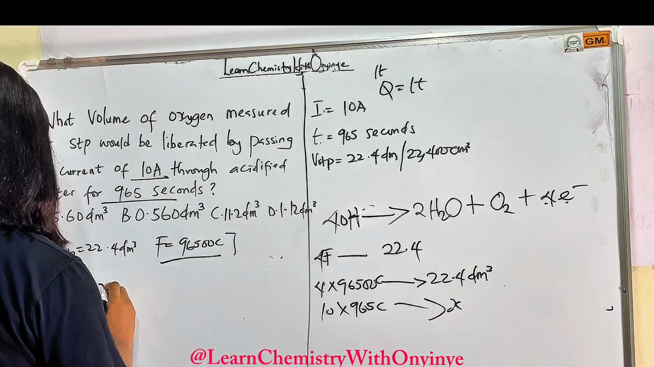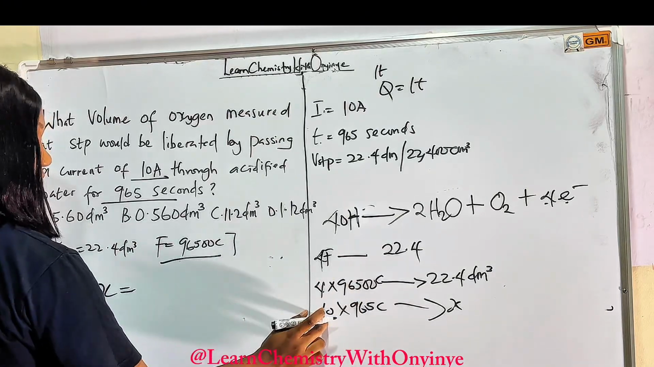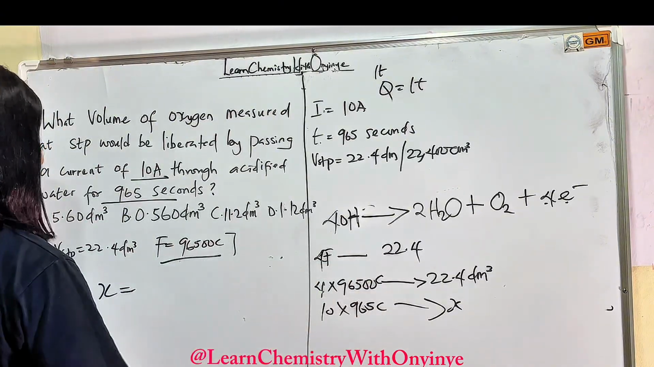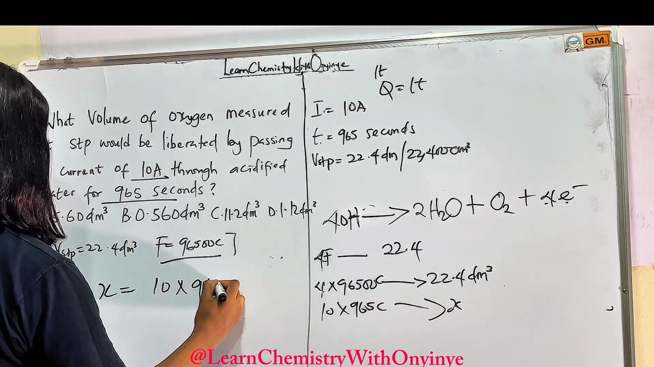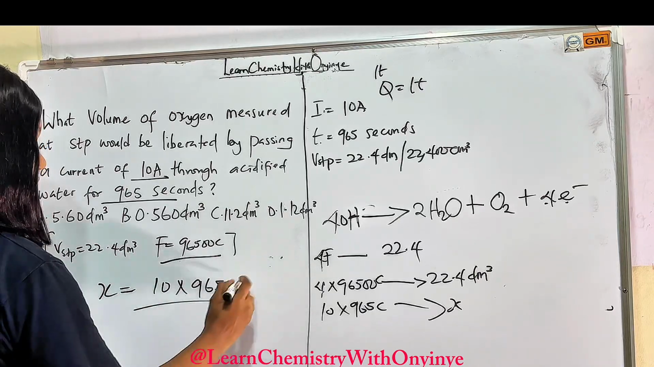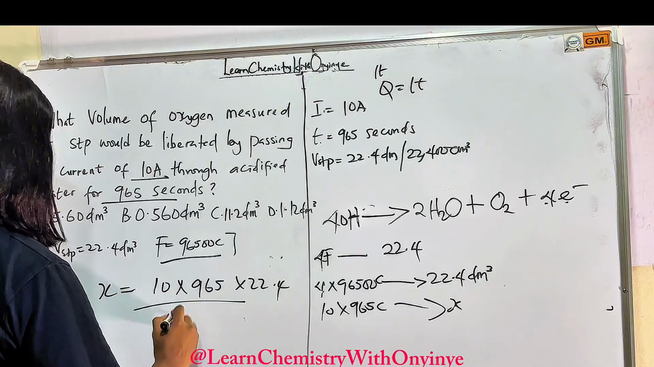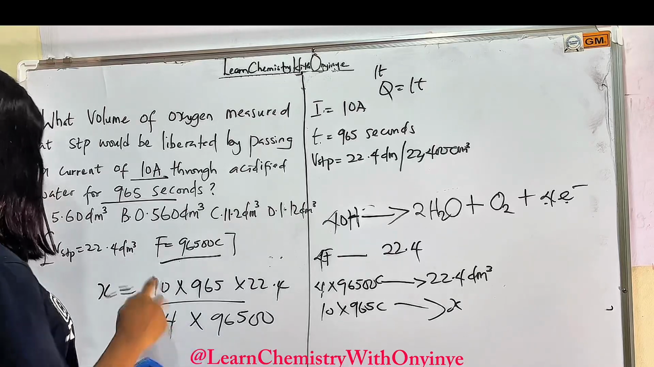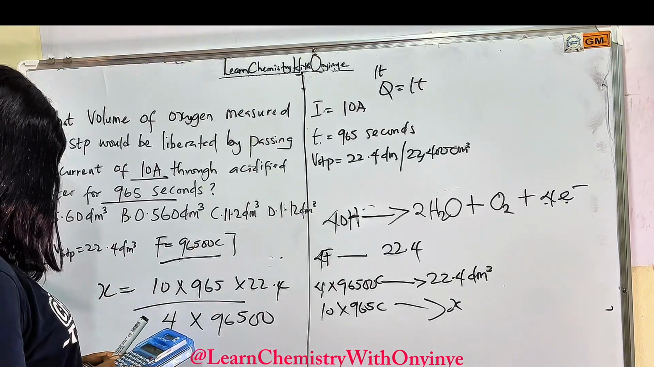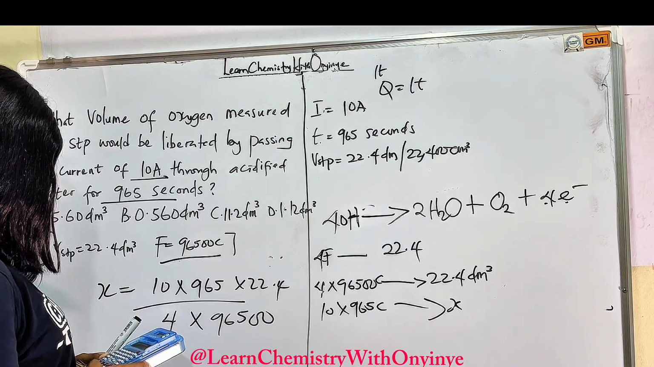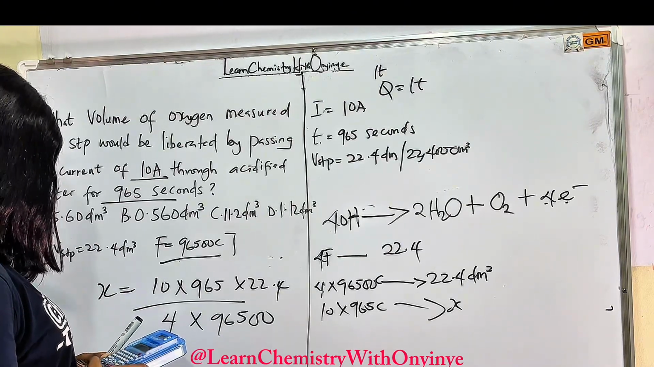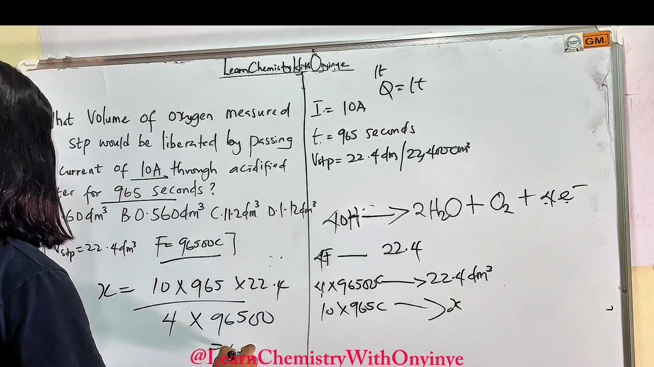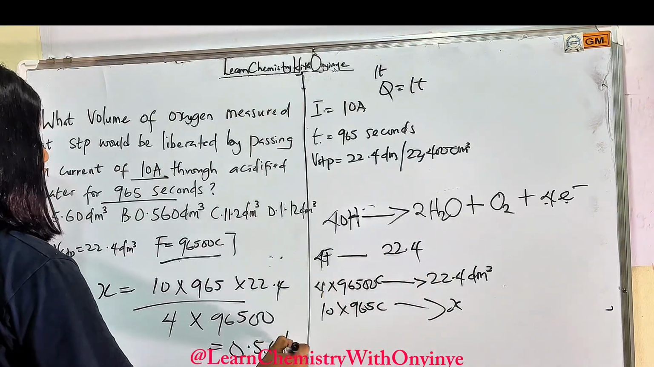So X will be equal to 10 times 965 times 22.4 divided by 4 times 96,500. Let's calculate this quickly. We have 10 times 965 is 9650, times 22.4, divided by 4, divided by 96,500. So you have 0.56, and volume is in dm cube, so this is going to be in dm cube.